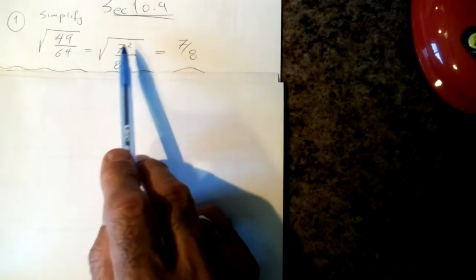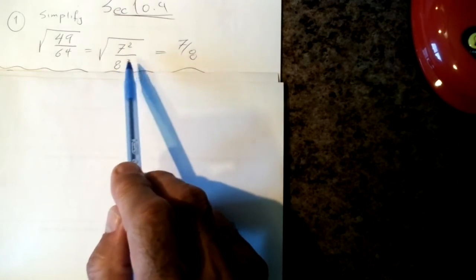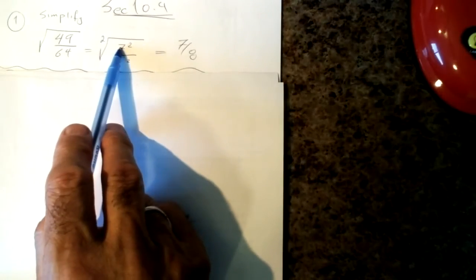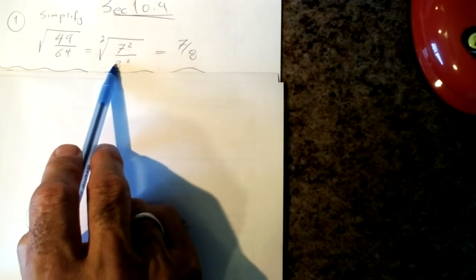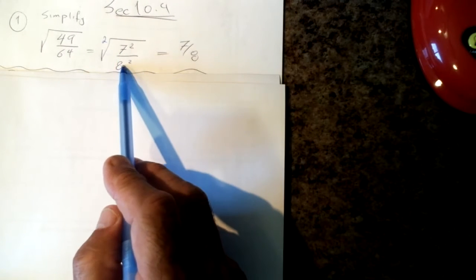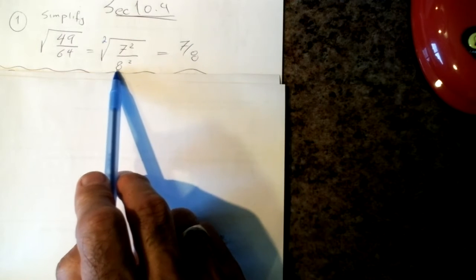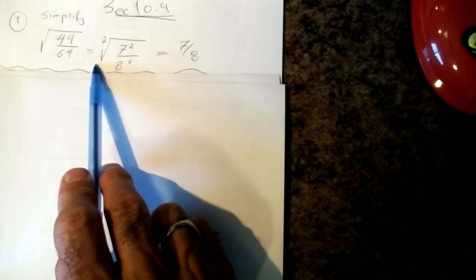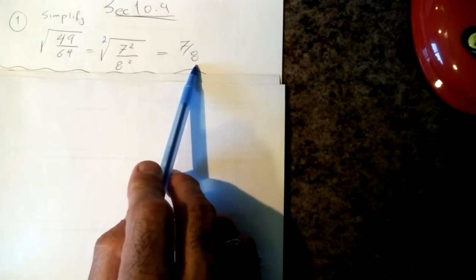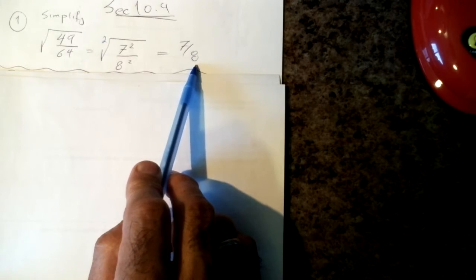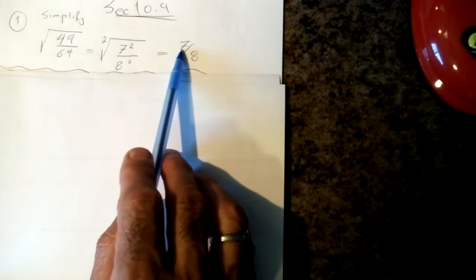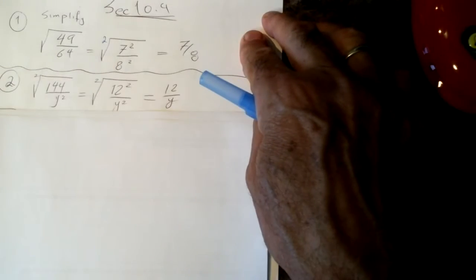49 is 7 to the power of 2, 64 is 8 to the power of 2. Now, since the index is 2, 7 is released from the radical and 8 is released from the radical. But remember, since 7 is at the numerator and 8 is the denominator, they stay there. So when you remove a number, if that number is already at the denominator, it has to stay at the denominator. And if a number is a numerator, it also stays at the numerator.